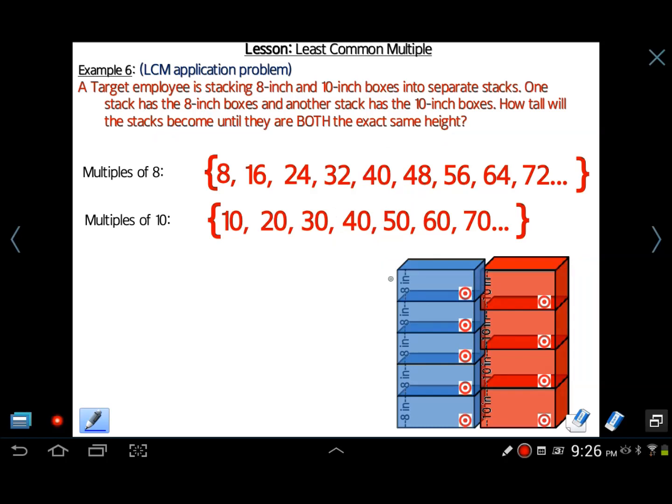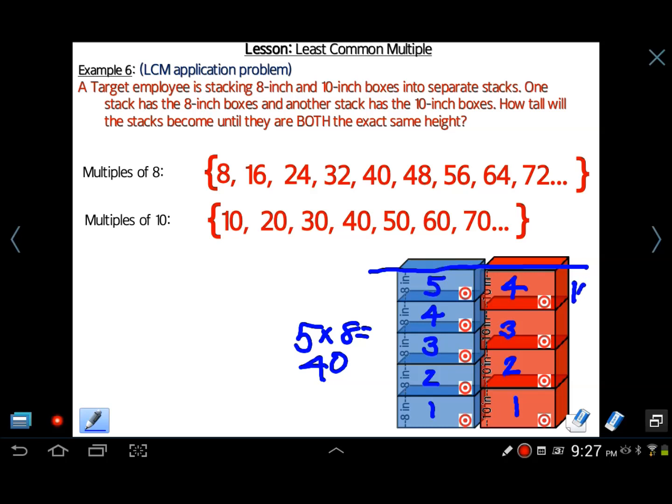So what you can do is just compare the two piles. Now it may be difficult to tell here, but they're both exactly the same height. The 8-inch pile has 5 boxes, 1, 2, 3, 4, and 5. The 10-inch box pile has 4 boxes, 1, 2, 3, 4. Because 5 times 8 is a product of 40. 10 times 4 is also 40. So we got the same height. That was the deal. That was the exercise. We wanted the boxes to be the same height.